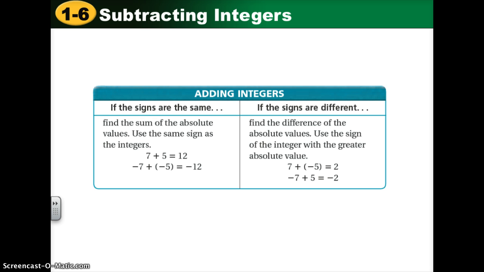So when it's 7 plus -5, it's going to be a positive number because 7 is larger than 5, and the sign of 7 is positive, and then we subtract 7 minus 5 to get 2. In the case of -7 plus 5, 7 is a larger number, and since the sign is negative, our answer is negative, and -7 plus 5 would be -2.